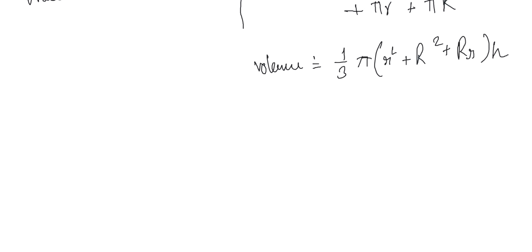Then we have some differences between cone and frustum. In case of cone, slant height square is equal to h square plus r square. Curved surface area is pi r l, and total surface area is pi r l plus pi r square. Volume is 1/3 pi r square h.